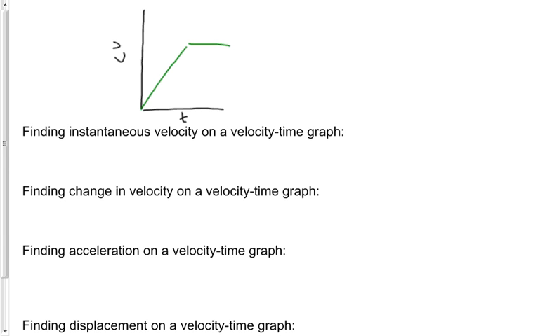The first thing that I asked you on a position time graph was the instantaneous position, the position at one moment in time. You went up and over. If we want to find the instantaneous velocity, the velocity at one moment in time, we're also going to go up and over.